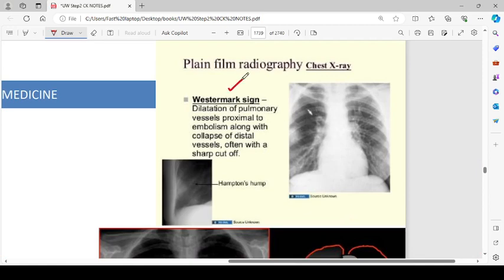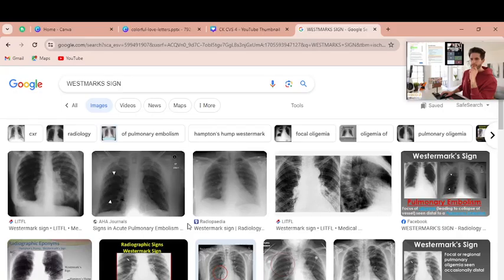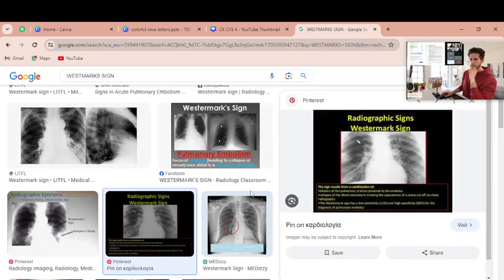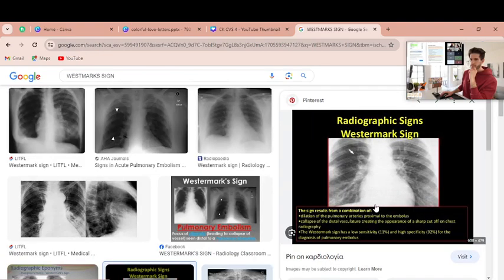So Westmark sign is dilation of pulmonary vessels proximal to the embolism along with collapse of distal vessel, often with a sharp cutoff. So the definition was different over there, but okay, this is what they are saying. Okay, let me Google that as well. So according to Google, this is Westmark sign, which I can't really appreciate. Okay, this is a picture. Let's see what they have to explain.